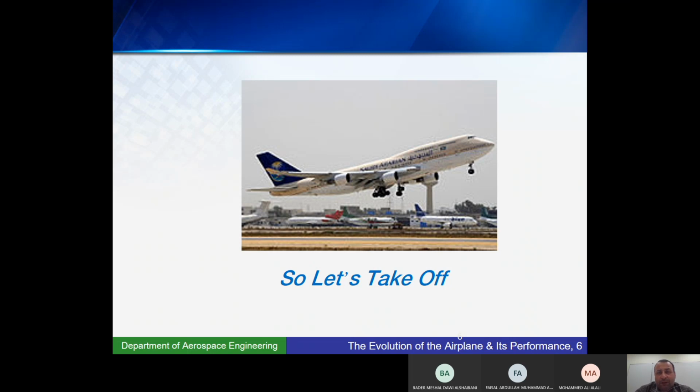Now, according to this, we are still missing something. Because if you throw a missile, it's powered, it flies, and it's a vehicle, but it's not an aircraft. What else is missing?